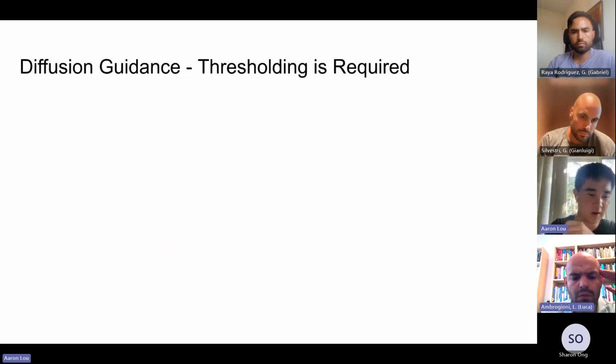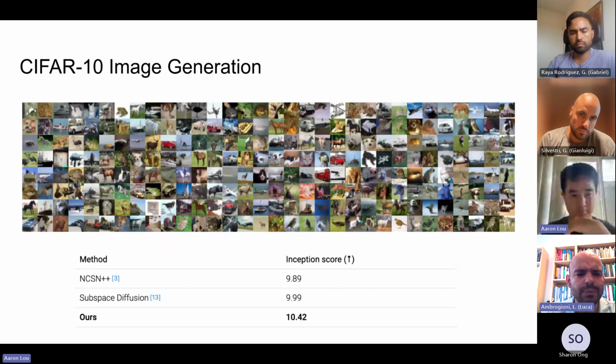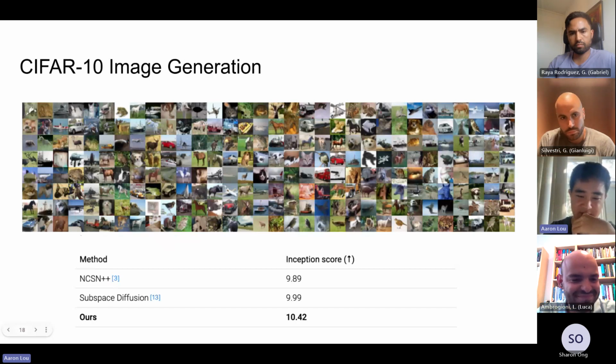Wait, what? Yeah, sorry. Inception should be low? No, FID should be low. Oh, this is just the inception score. Okay, I'm sorry. It is inception, yeah.